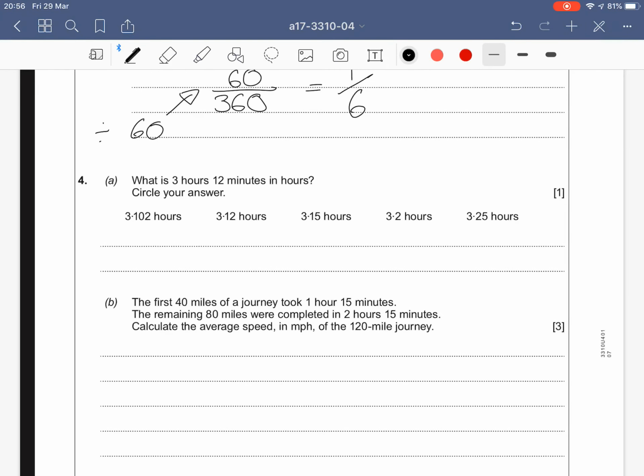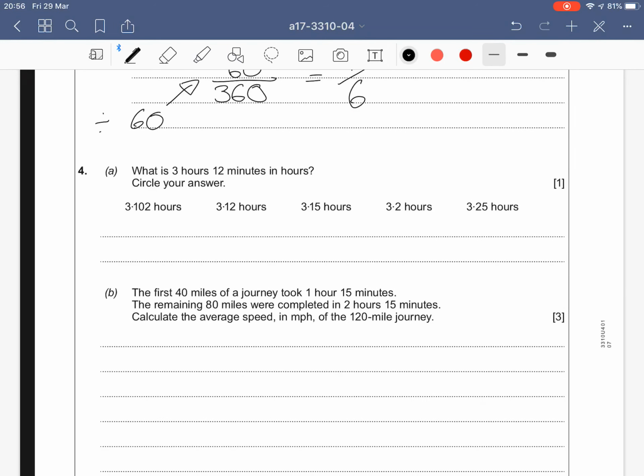What is 3 hours and 12 minutes in hours? Circle your answer. So we obviously know it's 3 because all the options are 3. But you've got the 12 minutes. There's 60 minutes in an hour. So just like the one above, if you do 12 divided by 60, you get 0.2. So you're looking for 3.2. So we've got 3.2 is this one.